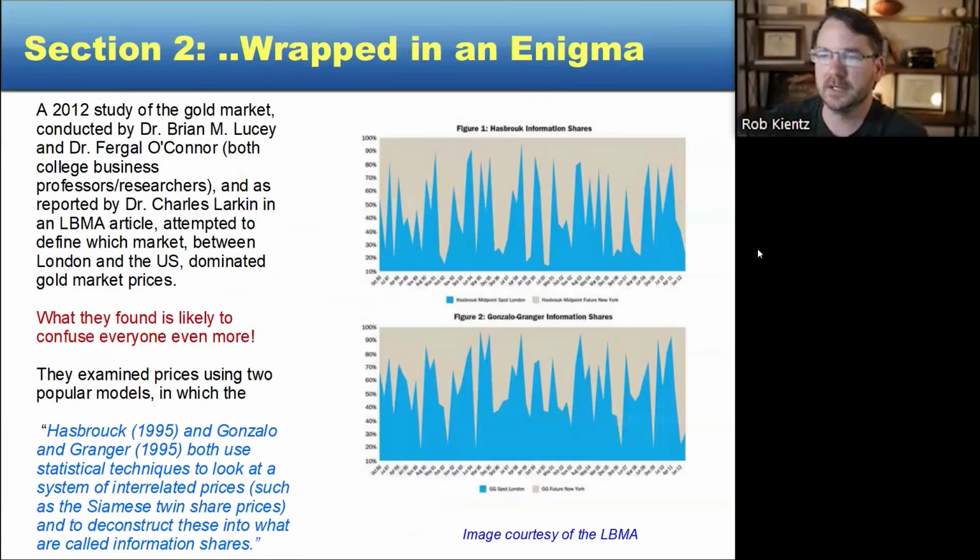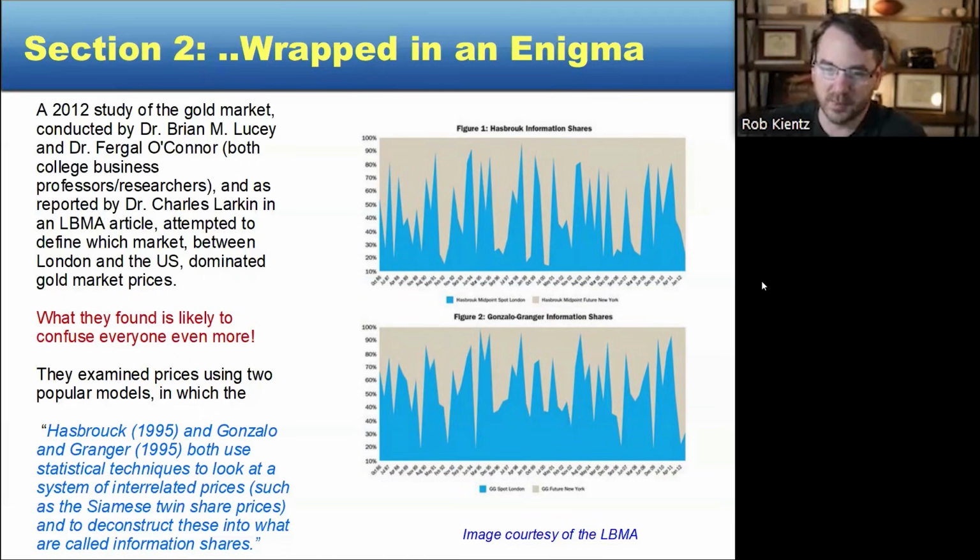There is a really interesting study out. This is a 2012 study, which, by the way, is printed out on the LBMA website, which is where you get the London OTC data. And on the next page, I'll give you a link on the screen that you can go read this study. There's a 2012 study of the gold market conducted by Dr. Brian M. Lucy and Dr. Fergal O'Connor, both college business professors and researchers on either side of the pond, as you will, and is reported by Dr. Charles Larkin in an LBMA article.